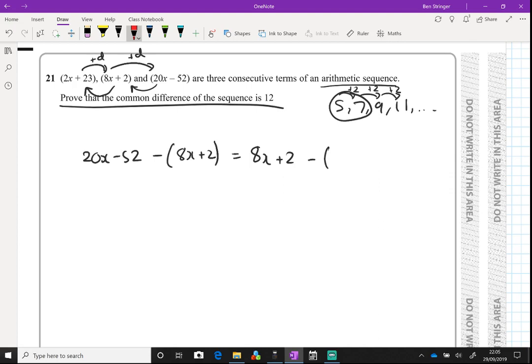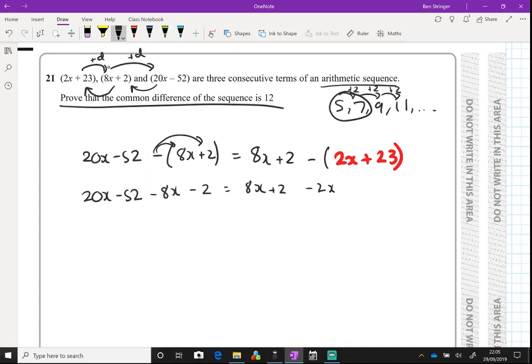Okay, now it wants to go in red. It's going crazy today. So let's just expand this bracket out. The negative attaches to both symbols. So negative times positive is negative 8x, negative times positive 2 is negative 2. 8x plus 2 minus 2x minus 23. Remember, negatives attaching to both. Collecting everything here: 20x and a negative 8x is 12x, negative 52 subtract 2, negative 54. 8x and negative 2x is 6x, plus 2 take away 23, negative 21.